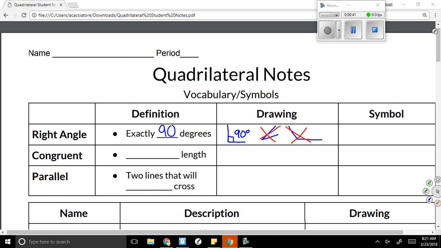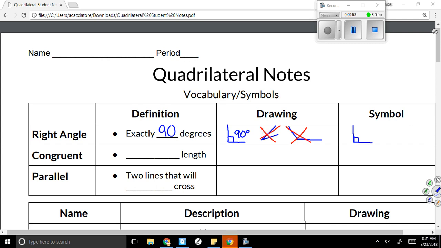The symbol that we use for 90 degrees is a little corner inside that angle. So it looks like a little square. So anytime you see that symbol, that's a clue that that angle has exactly 90 degrees.